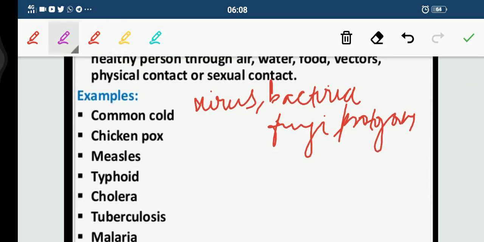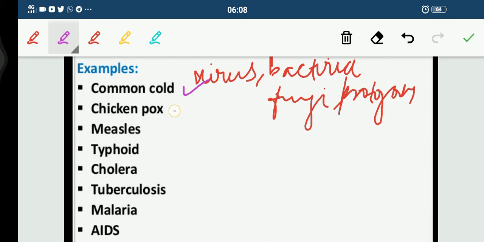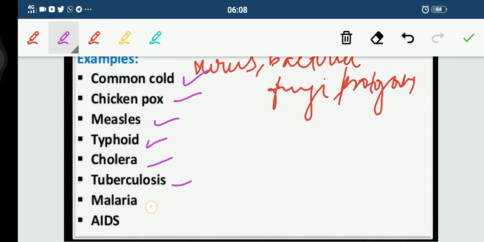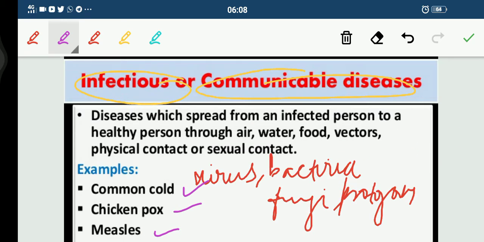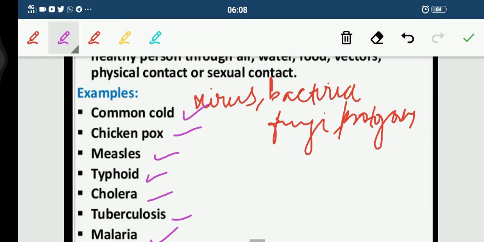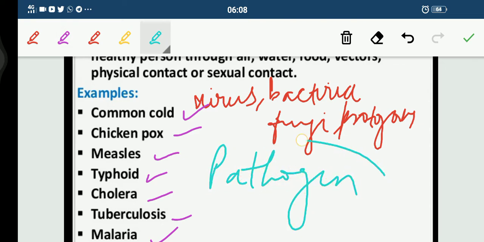Examples you all can see here. We have common cold. We'll be discussing them in detail. Chickenpox, measles, typhoid, cholera, tuberculosis, malaria, and AIDS. These are the infectious diseases. And what are the infectious agents? The unicellular or multicellular organisms that cause infections. So these are the infectious agents. And these disease causing organisms are also known as pathogens. Remember this thing, pathogen, disease causing microorganism. Fine.